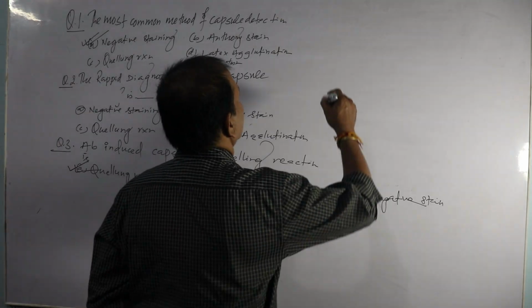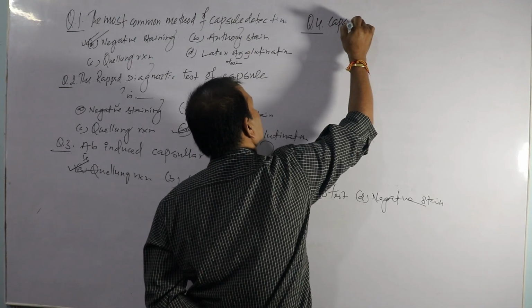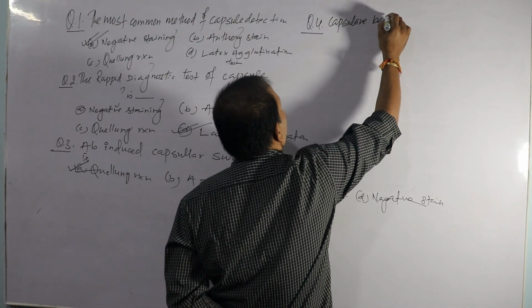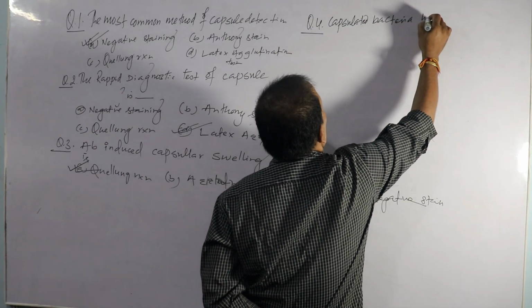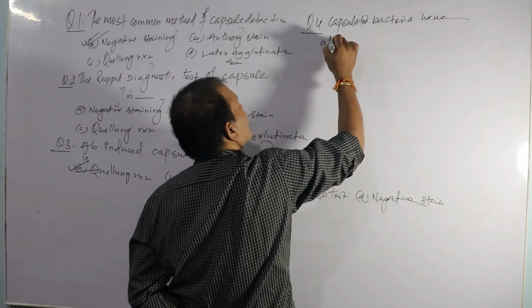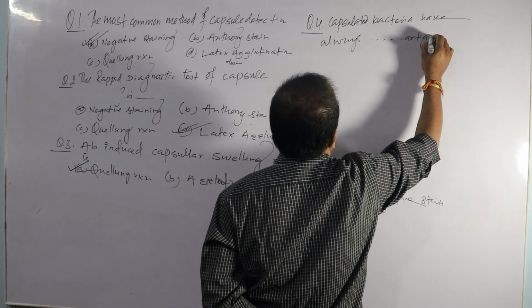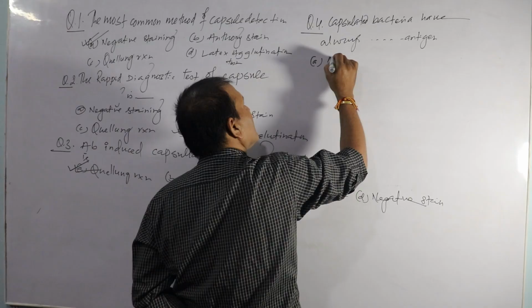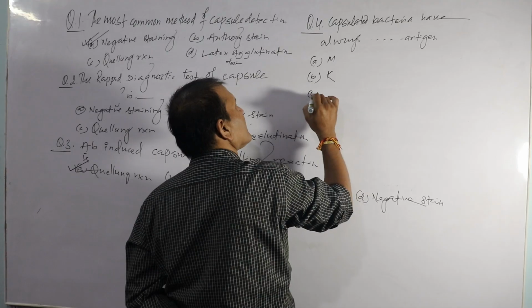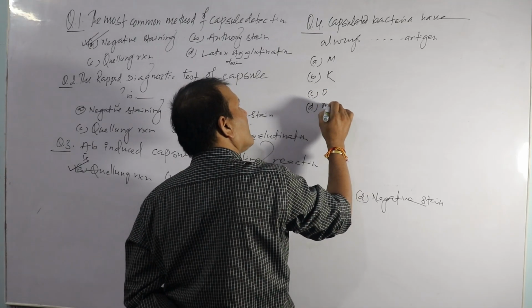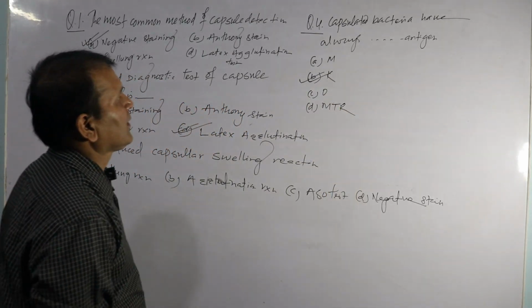Similarly, question number 4. Capsulated bacteria always have which antigen? M antigen, K antigen, O antigen, H antigen. So always we take the K antigen.